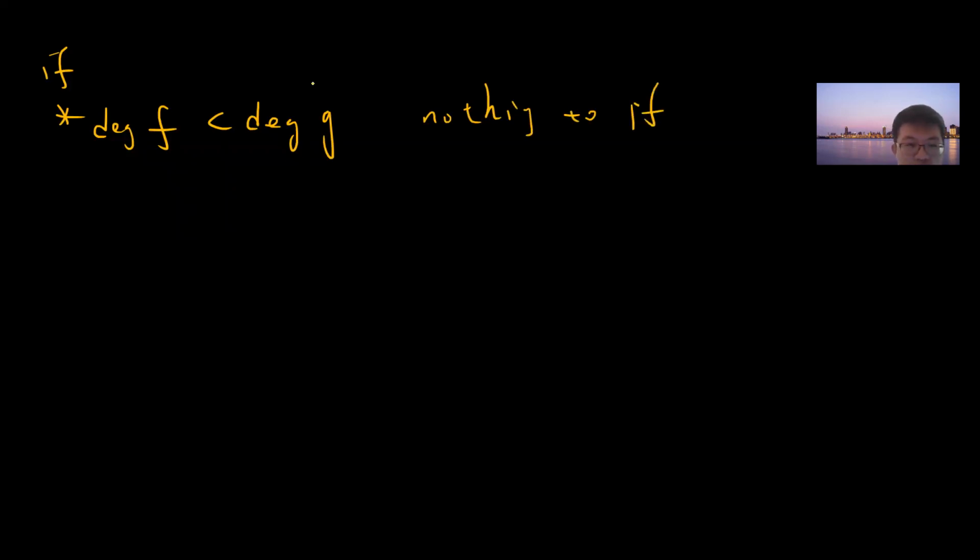Suppose degree f is less than degree g. Then there is nothing to prove. The reason is that we just put t equal to 0, so r(x) will become f(x). So all we need to focus on is the case where degree f is greater than or equal to degree g.